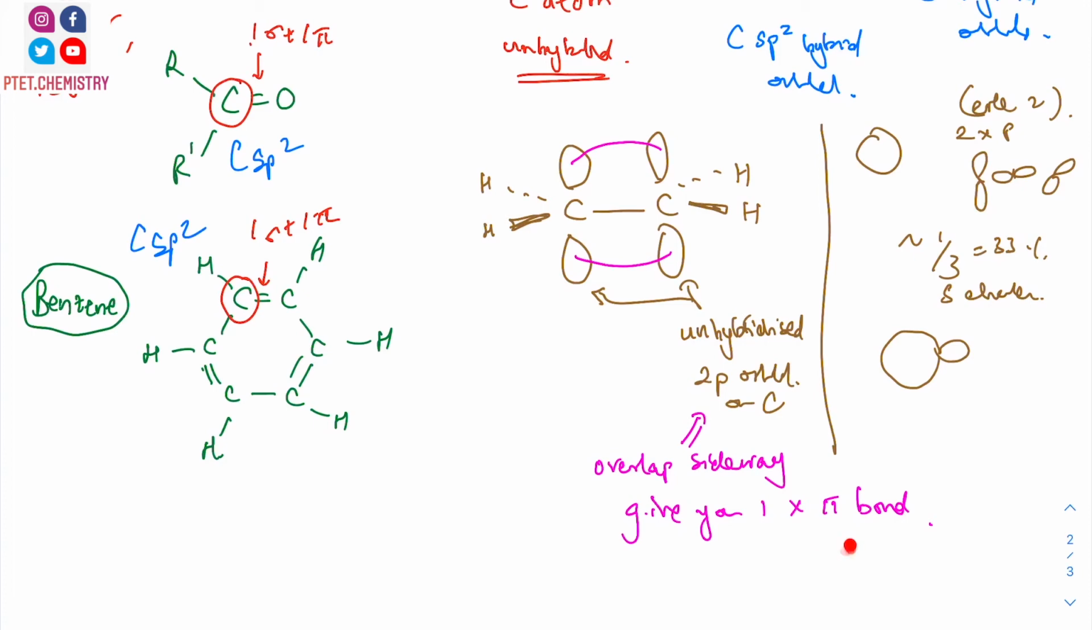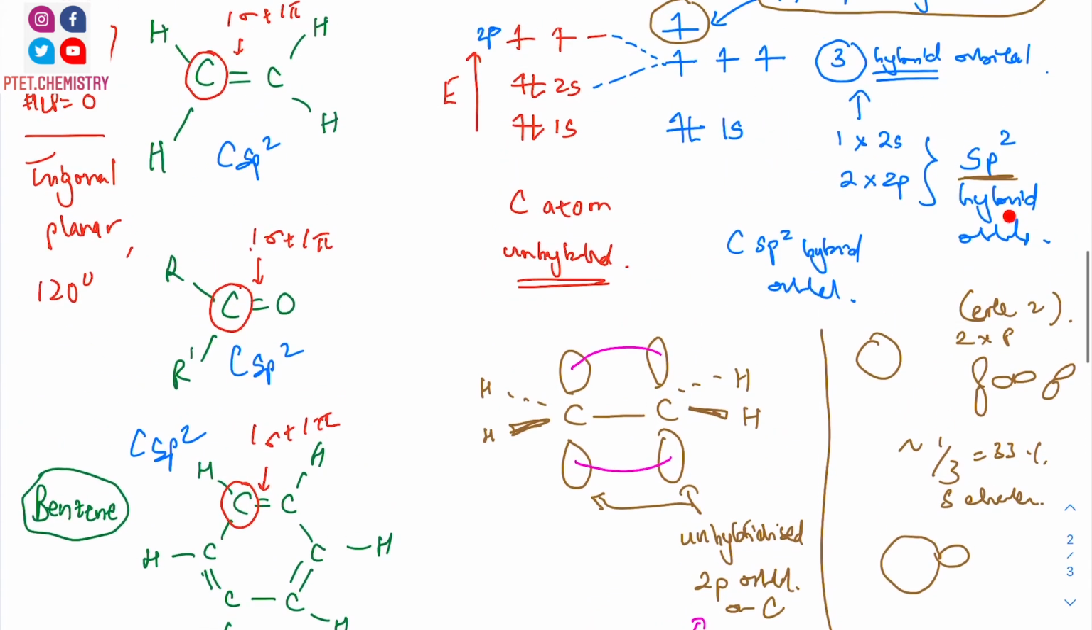Alright, so that's why we don't count the pi bond as part of the bonding pair. Okay, that's the reason, because we don't count the pi bond as part of what we want when we form the hybrid orbital, which was mixed in order to give you the sigma bond.